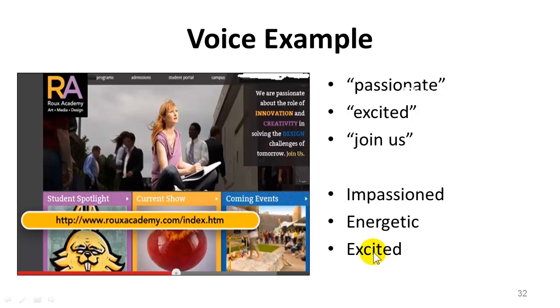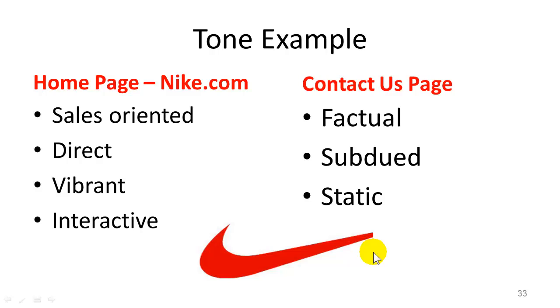Here's where we're talking about the content strategy, where you develop the voice, how you want it to sound to the person who is looking at your product or using your product. Tone. Here's the Nike Swish. On the home page of Nike, again, very vibrant, very interactive, very direct, also very sales oriented. So that would be the tone. Overall, the voice is the sport-related voice.